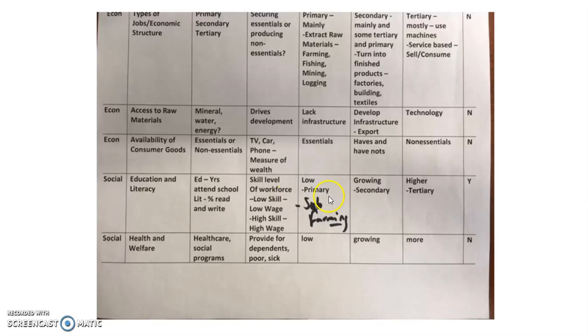So in LDCs, you tend to see lower levels of education and literacy. That's because people are focused mainly on working in the primary sector. They're extracting raw materials, mainly subsistence farmers. In the DCs, you tend to see growing, increasing education and literacy. You see more people working in the secondary sector, and even that is improving skill level over subsistence farming. And then in the MDCs, you tend to see higher numbers of education and literacy, and more people working in the service base, the tertiary jobs, with high wage, high skill jobs.